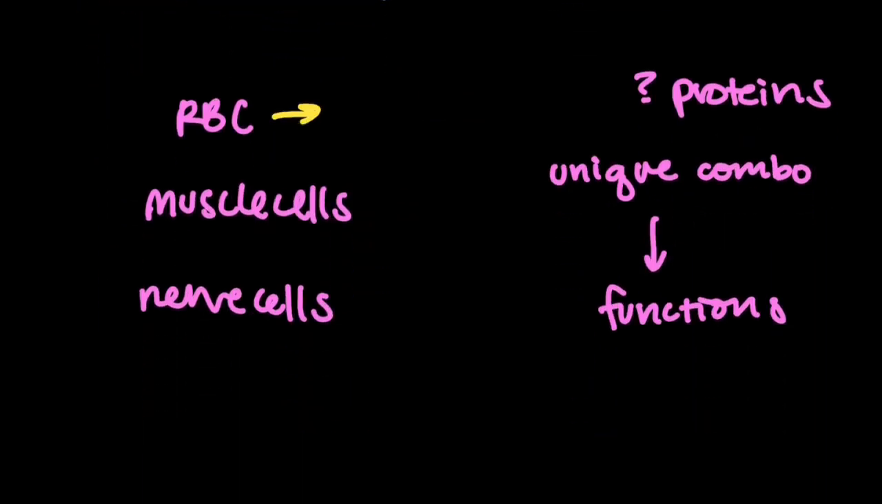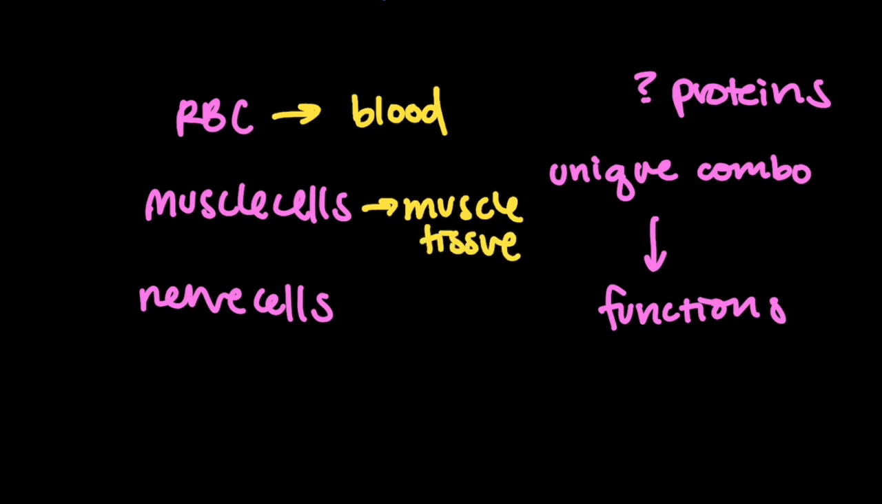The red blood cells make up the blood, a connective tissue that moves important substances throughout the body. The muscle cells help make up muscle tissue, which helps the body move, and neurons or nerve cells make up nervous tissue that helps the organism process information.